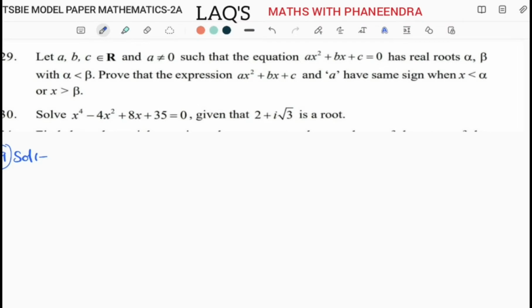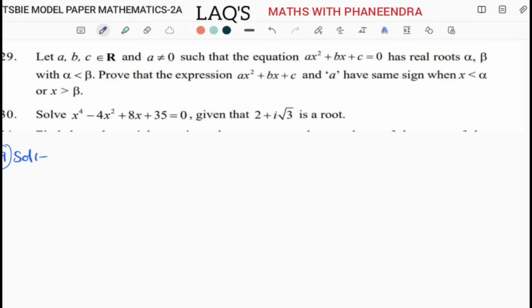Next, question number 29. This question belongs to quadratic equations and expressions. So what is the question? Let a, b, c belong to R and a is not equal to 0 such that ax square plus bx plus c has real roots alpha and beta such that alpha is less than beta. Then prove that ax square plus bx plus c and a have the same sign when x is less than alpha or x is greater than beta.